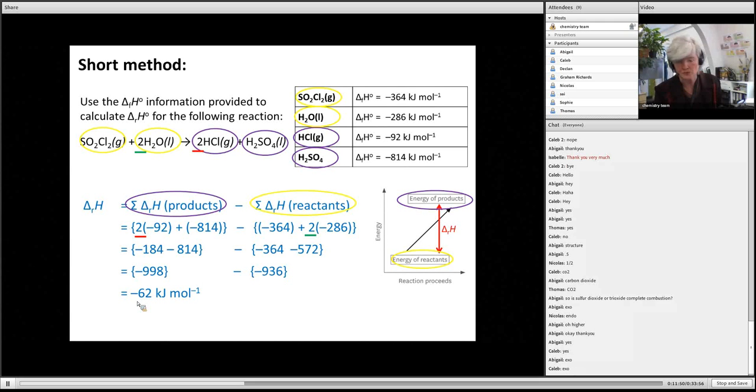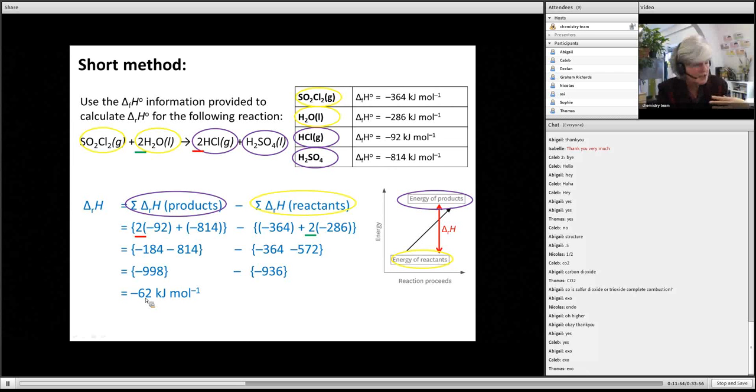Exothermic, and heat was released. So just be very careful when you do your final statement. You can say 62 kilojoules per mole of energy is released, because the released implies a negative. Or if you don't make that statement, make sure that you've got the correct sign.